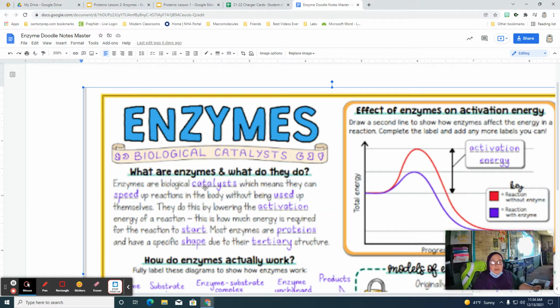Okay. So enzymes are biological catalysts. A catalyst is anything that gets something started or gets things going. Enzymes are biological catalysts, which means they can speed up reactions in the body without being used up themselves. They do this by lowering the activation energy of the reaction. This is how much energy is required for the reaction to start.